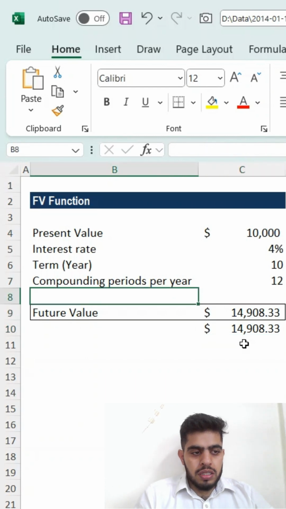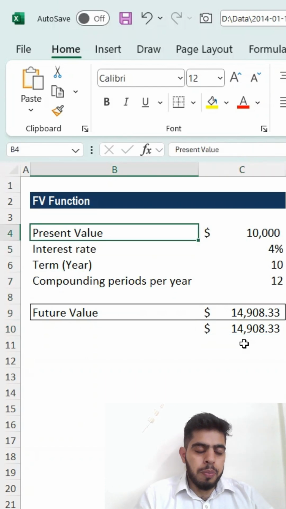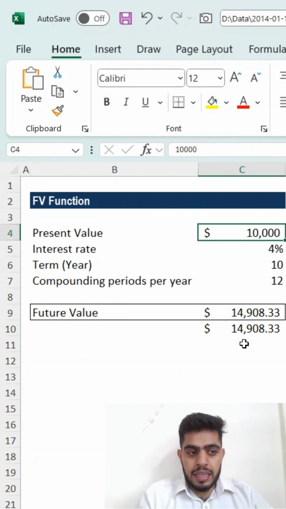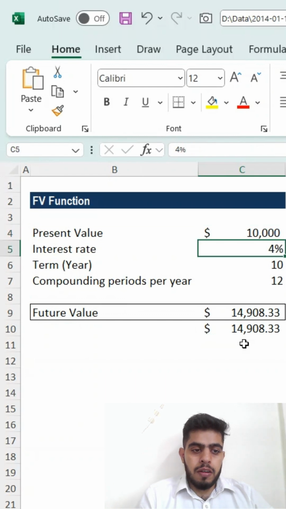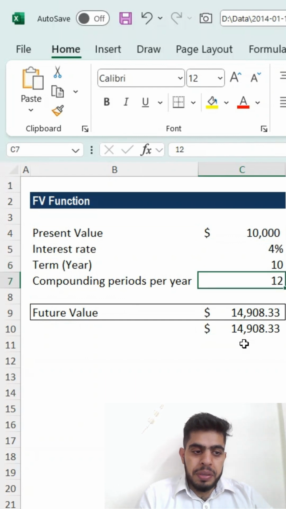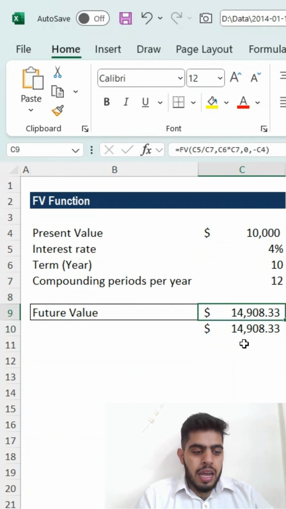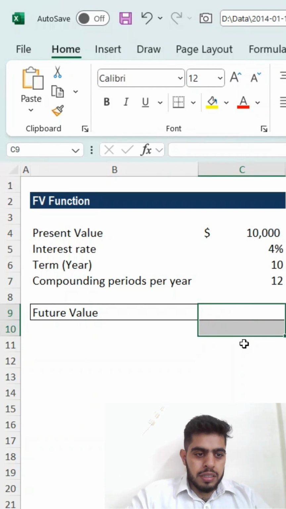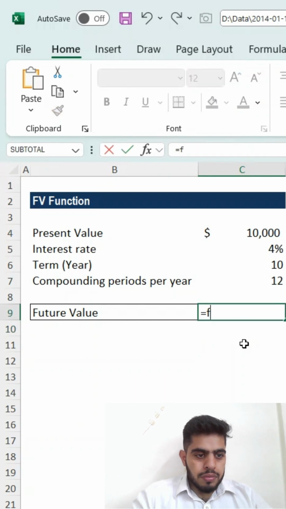In front of you is the example we have taken, where our present value, or investment, is 10k, the interest rate is 4% per annum, and the term is 10 years. Compounding we want to do for 12 periods in a year, so basically we are going to compound monthly. I computed this figure before, but we can compute it again.